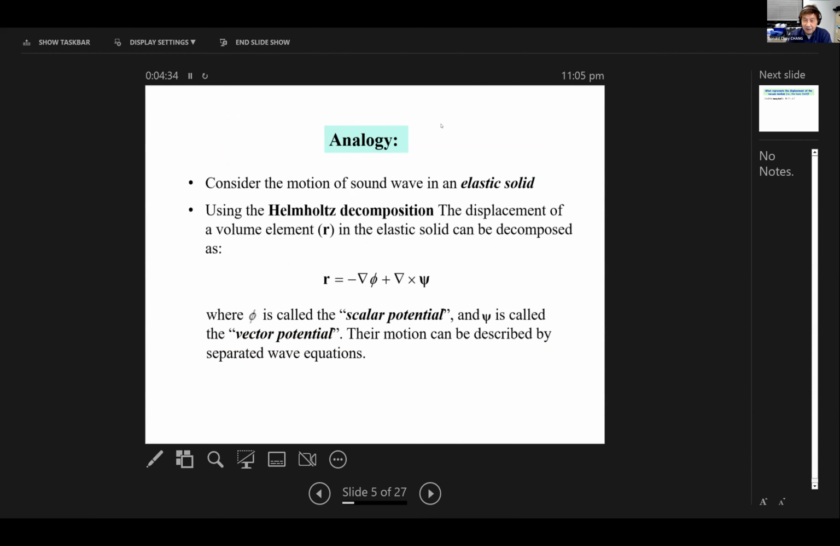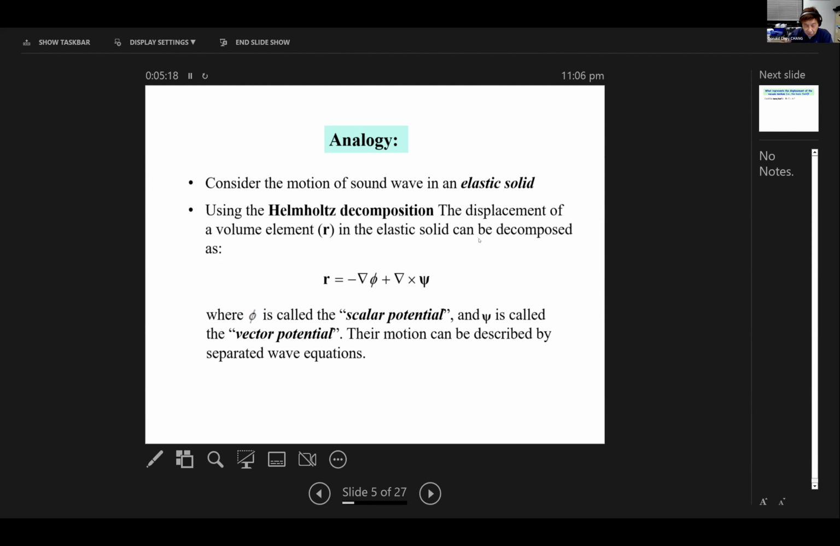Now, once we know the vacuum is not an empty space, it's a medium, a dielectric medium, we can do some comparison with other well-known wave media, such as the elastic solid. We know sound waves are carried by the elastic solid. In this case, sound waves propagate because the volume element of the elastic solid can go up and down when the sound wave comes by. In the case of this dielectric medium, you can expect that the electric charge can also go up and down during wave propagation in the vacuum.